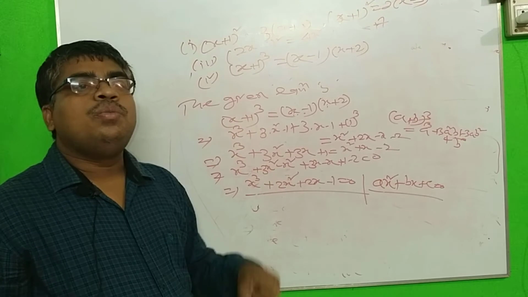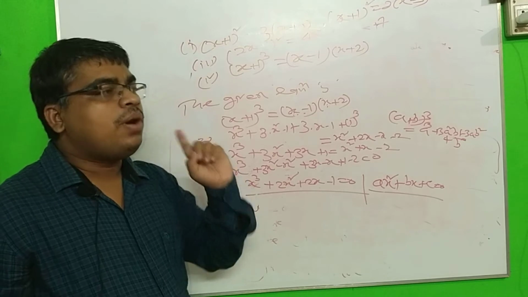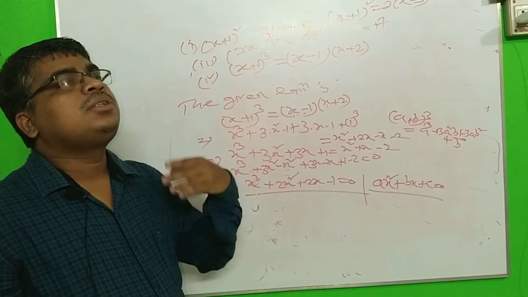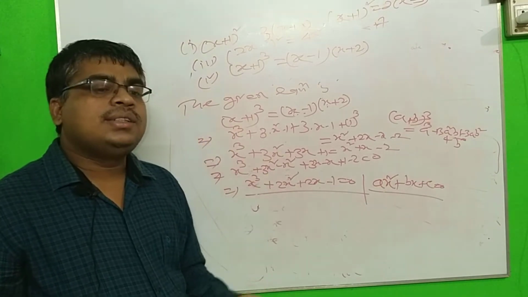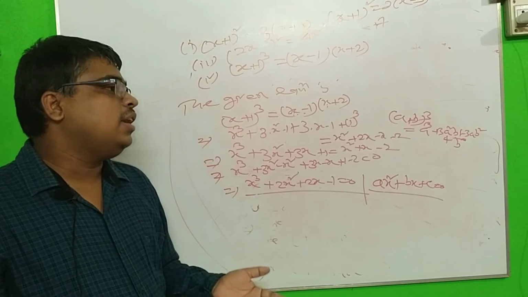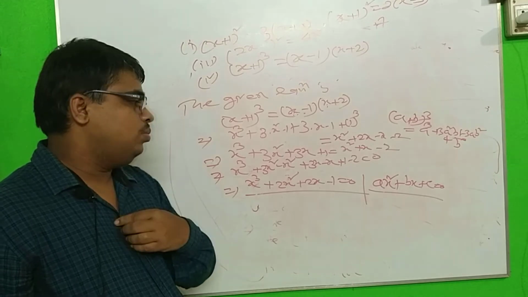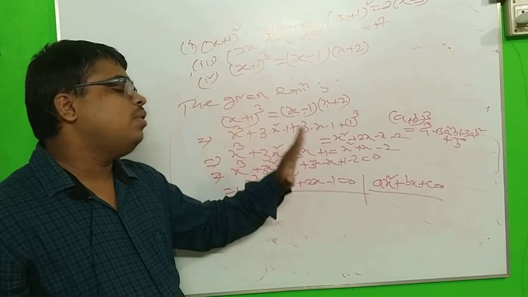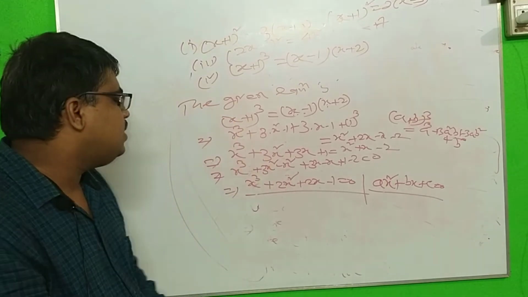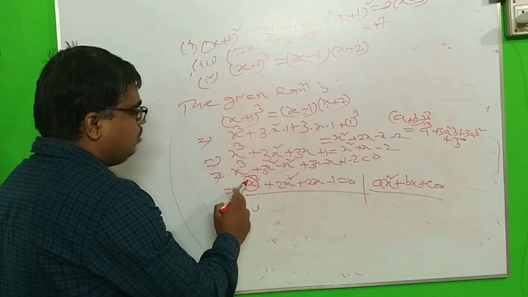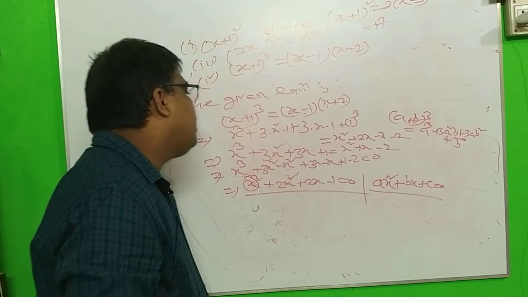An equation will be quadratic if and only if the highest power of the variable is 2. When a single variable equation contains highest degree 2, that is a quadratic equation. Since the degree of the variable here is 3, this equation is not a quadratic equation.